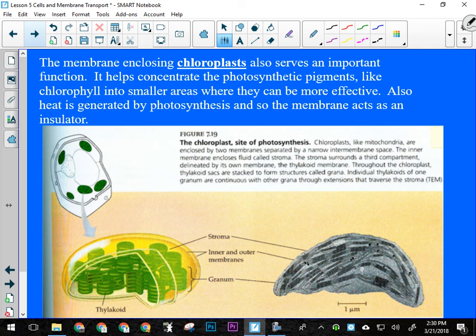Okay, so if I was looking at kind of a quick definition or function of the chloroplast, it would be this. Carries out photosynthesis. Really any definition of what the chloroplast does should include the word photosynthesis. That's really what it does.